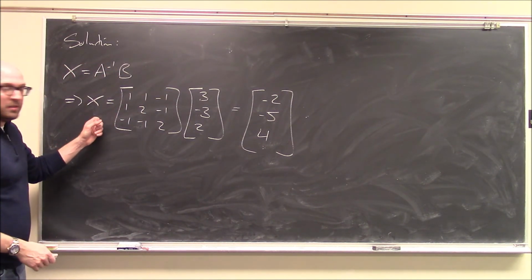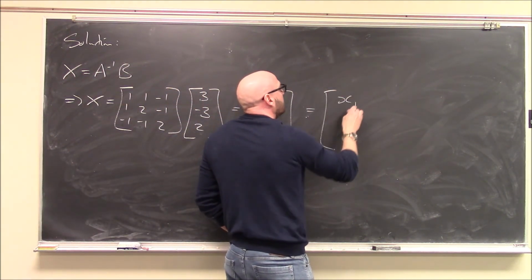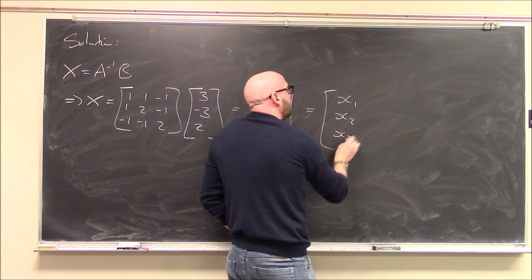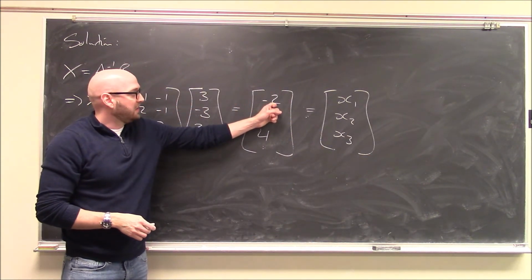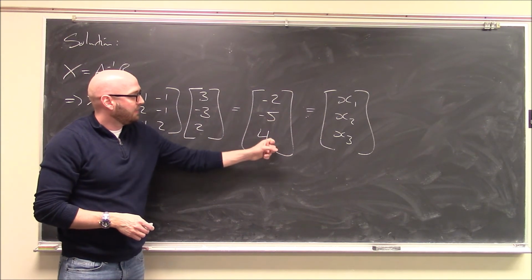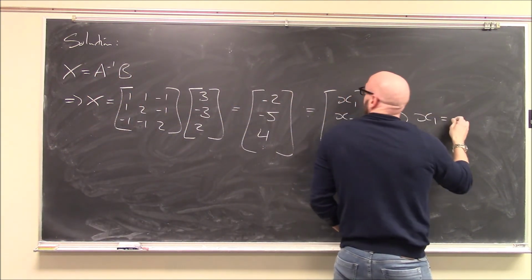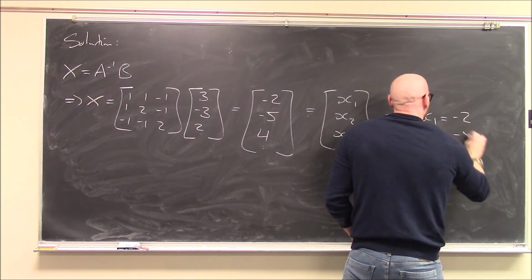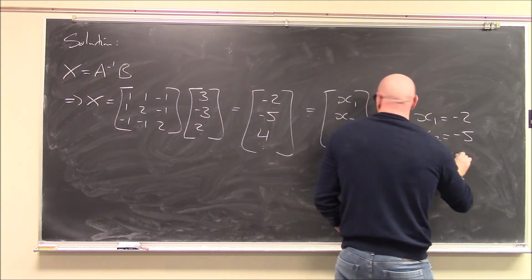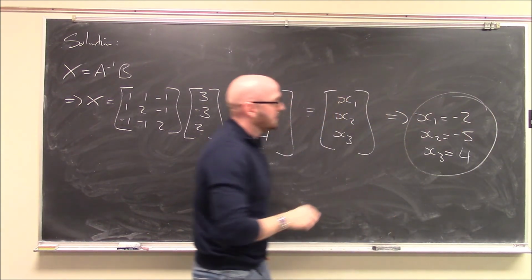Well, there's x. And what was x? X was the matrix that looked like this. It was x1, x2, x3. So that means x1 is minus 2, x2 is minus 5, and x3 is 4. x1 is minus 2, x2 is minus 5, x3 is 4. And there's our solution to the system.